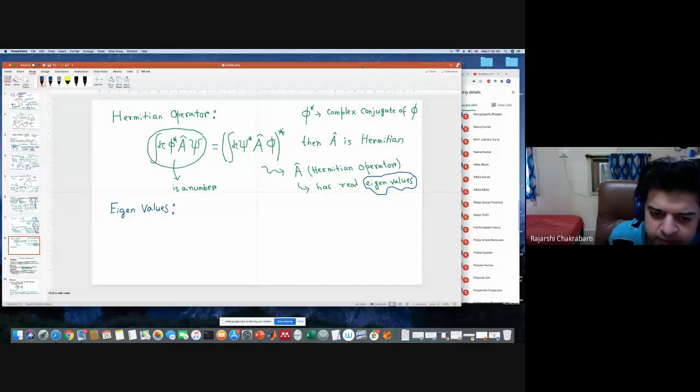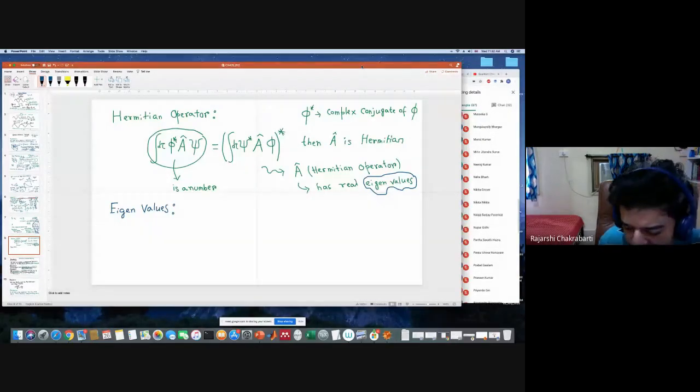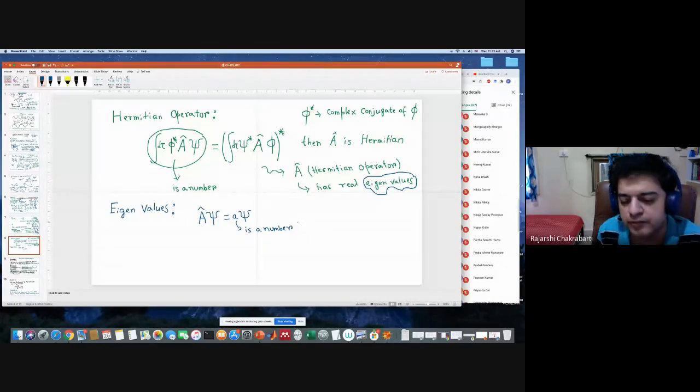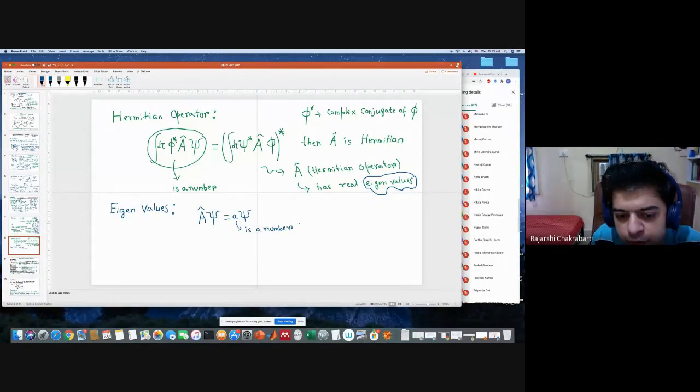Okay. Now, let me discuss eigenvalues and eigenfunctions in the next few minutes. So the idea is as follows. For example, if you have an operator A operating on a wave function or any function, psi, and it gives you the same function back multiplied with a number, small a. Now, follow my statement very carefully. Please follow. This number can be real or imaginary.